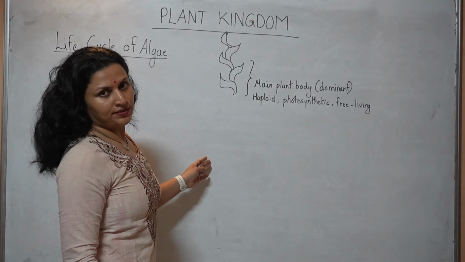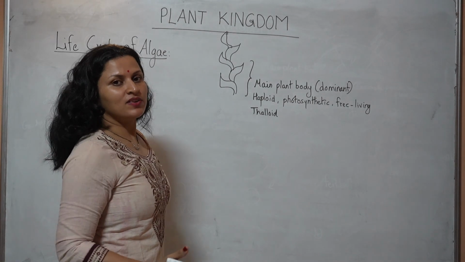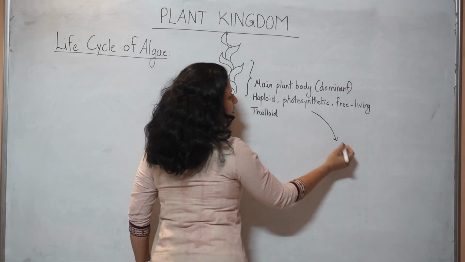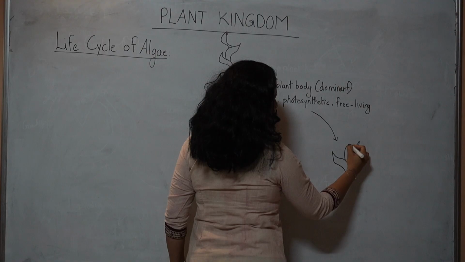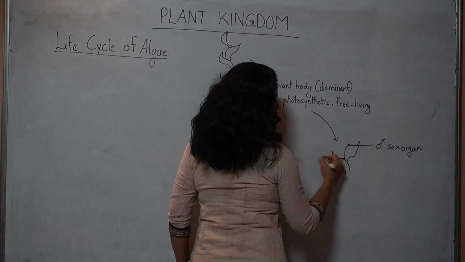It is thalloid. These leaf-like structures that you see over here are not true leaves, they are leaf-like structures, and shoot-like structures will be present. This main plant body will bear sex organs. Let's say these are the sex organs that are borne. Male sex organ, this is female sex organ.